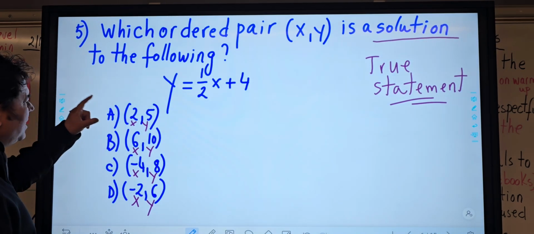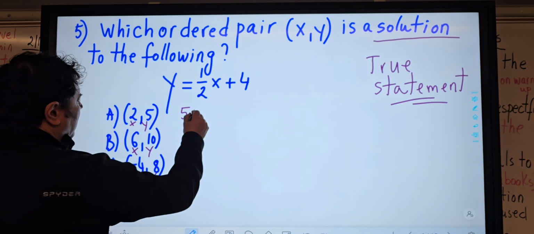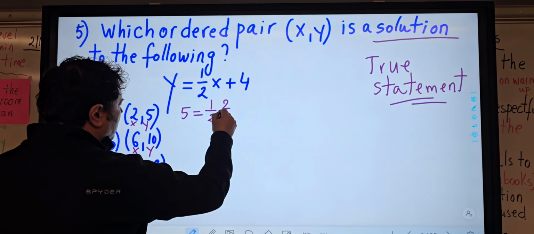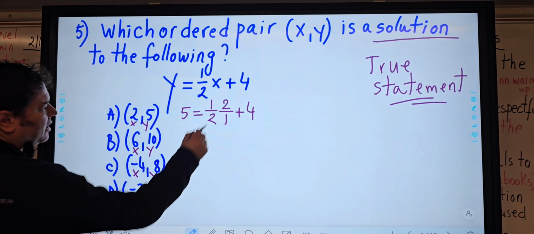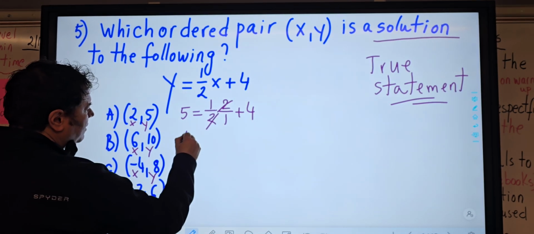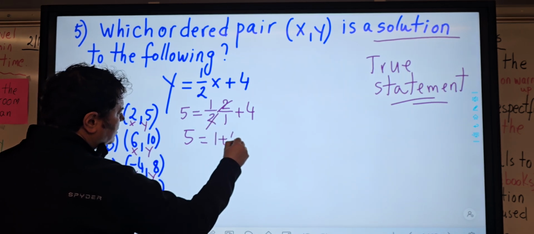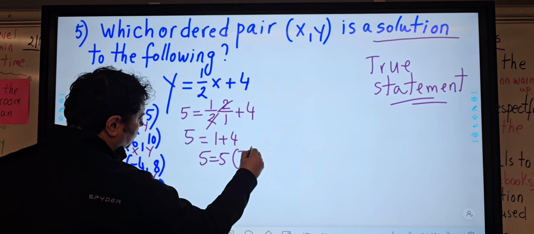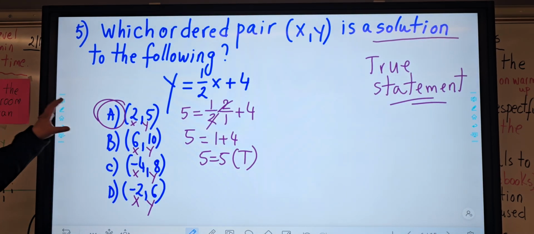Okay, so let's plug it in. Instead of y, we are putting 5. We are trying the first one. 5 equals 1 over 2, instead of x, we are putting 2. We can make this 2 over 1, and then plus 4. Okay? This cancels out. So we have 5 equals, all this becomes 1 plus 4. 5 equals 5. And this is true. So far, A works. Okay? So A is the answer.